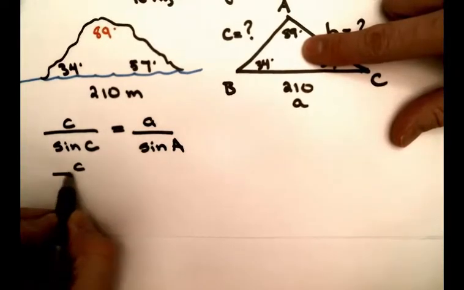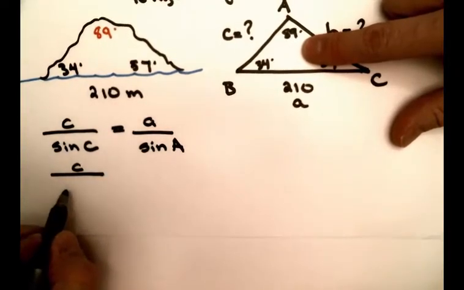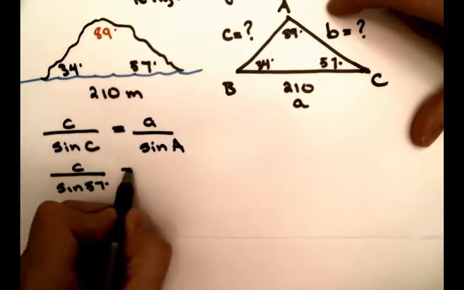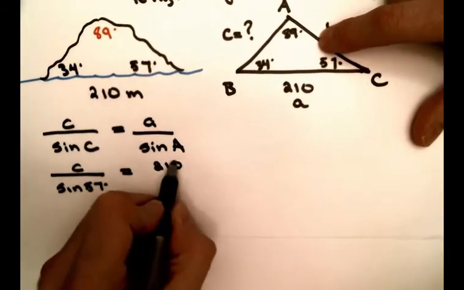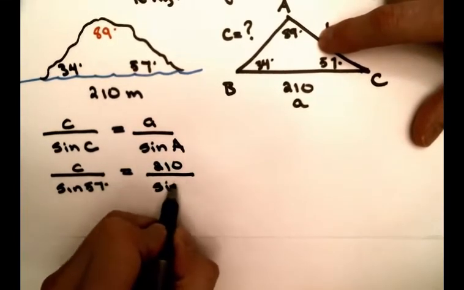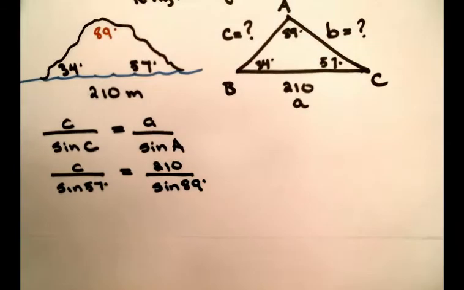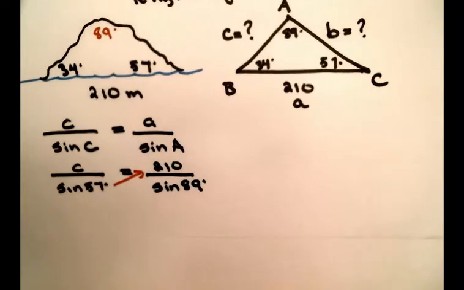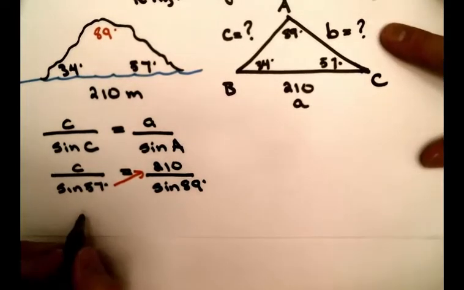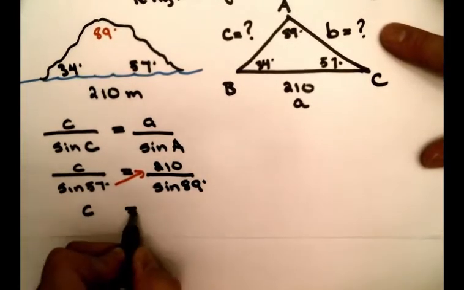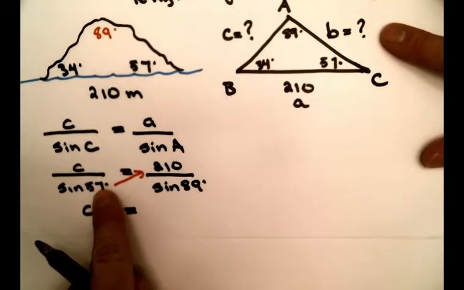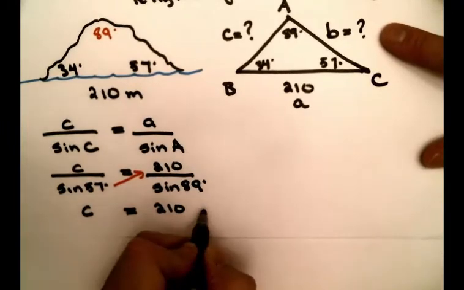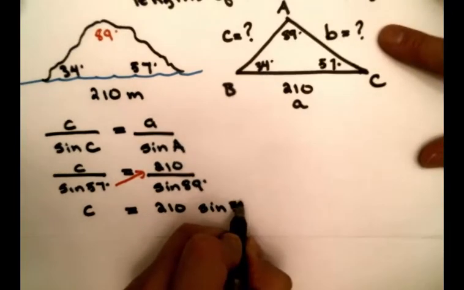So C over sine 57 degrees equals 210 over sine 89 degrees. And here's where you cross multiply. Now it's really important that you cross multiply correctly. First off, all that's left here is C. This sine 57 degrees is multiplied by 210, but write the 210 first, because you want to write 210 times the sine of 57 degrees.